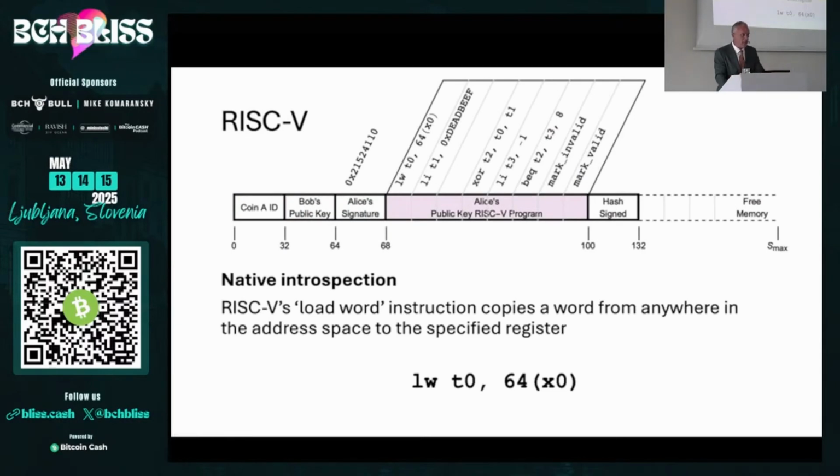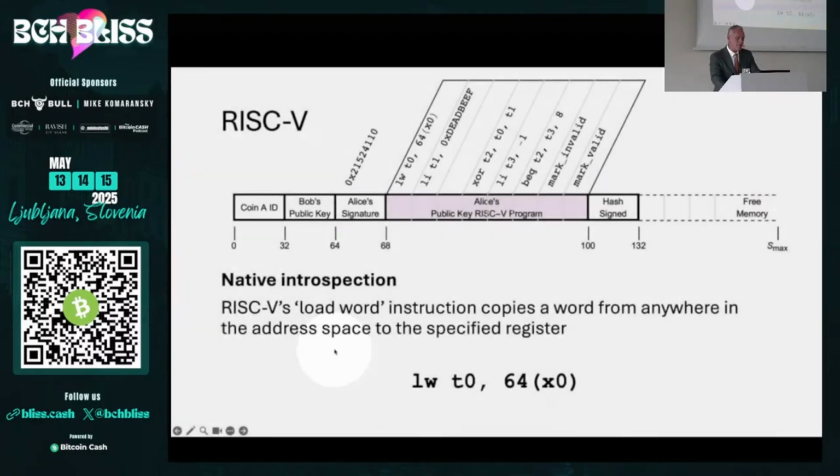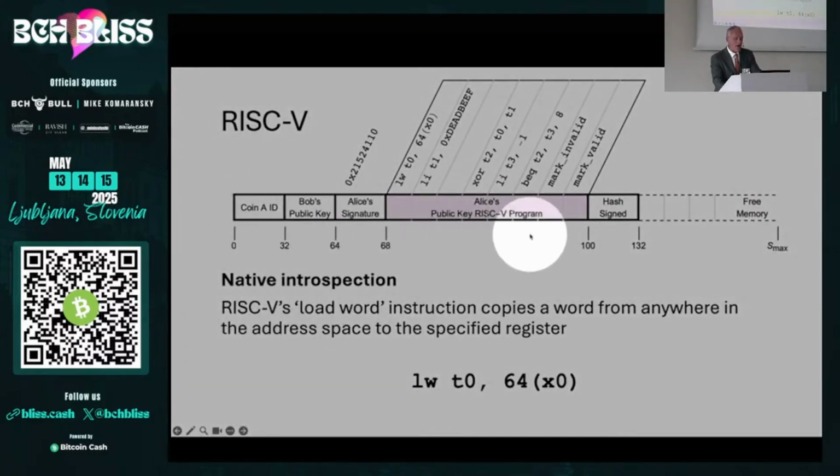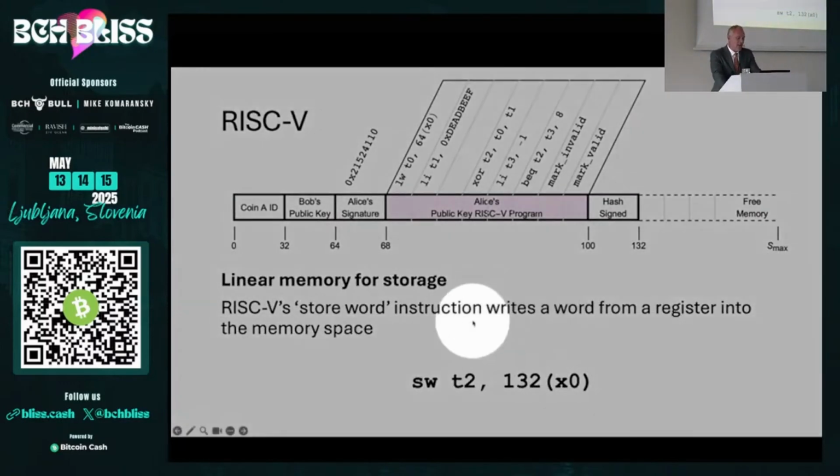Okay, there's some cool things you get automatically. For instance, you get native transaction introspection. So RISC-V's load word instruction copies a word from anywhere in the address space to the specified register. So I was doing transaction introspection right here. I loaded the signature into my machine's memory. So I can load any word from anywhere here into memory. You get linear memory for storage. So RISC-V has a store word instruction that writes a word from a register into the memory space. So if I went store word T2, 132, that's going to store whatever's in the T2 register to this empty spot in memory right here. So I can use all this as like a scratch pad for my computations.